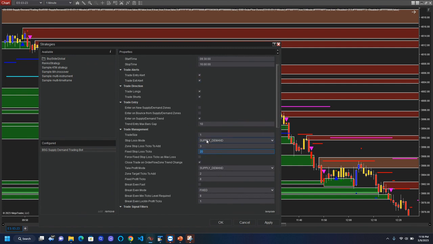So in this case, I'm going to choose a stop loss mode as supply and demand because I want to move the stop loss based on supply and demand zones. But there's also an option to force a fixed stop loss as the maximum stop loss. That means if I check this, the initial stop will be whatever number you enter. Doesn't matter how far the zones are, the bot will force an initial stop of 20 ticks from the entry trade.